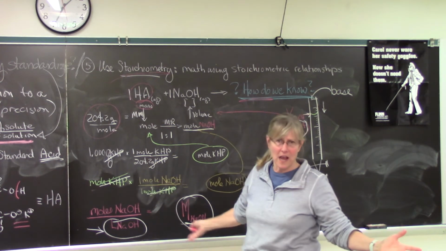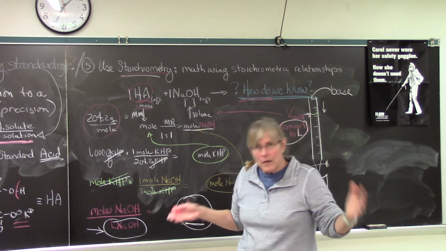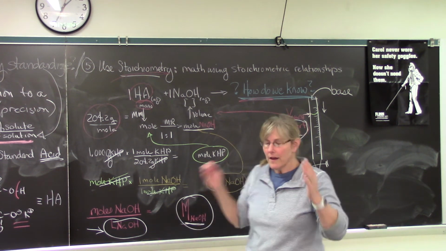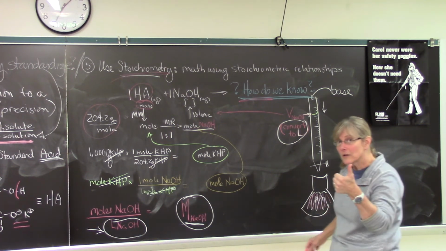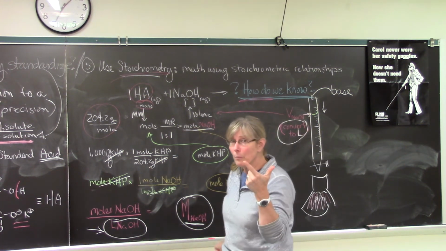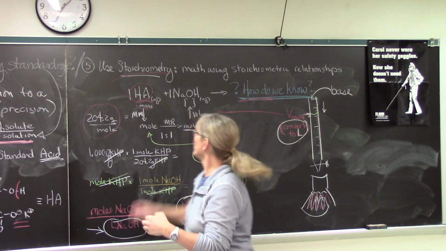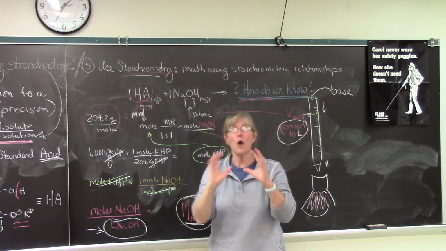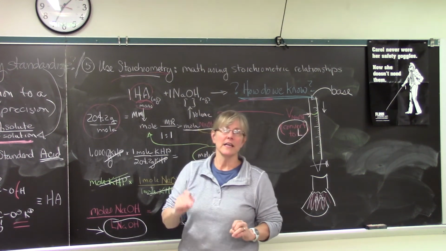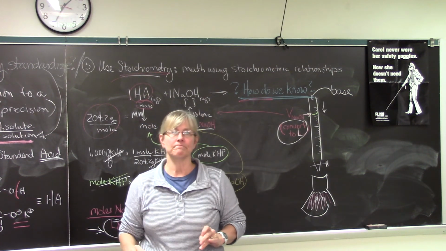You have no idea how many moles of base you've added. Pale, pale pink. Colorless in acid, pale pink at the equivalence point. When you know this is 1:1, when you know your number of moles of acid is equal to your number of moles of base.